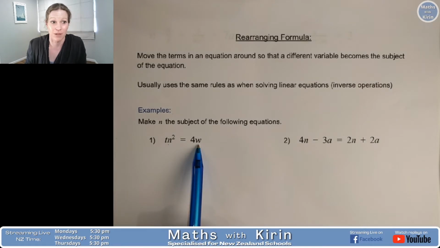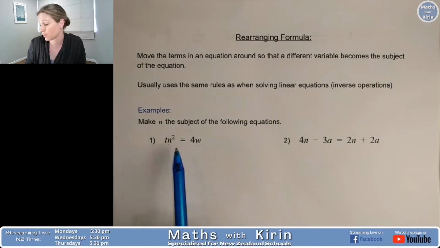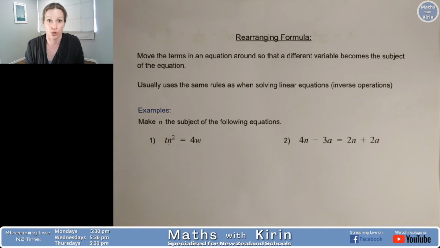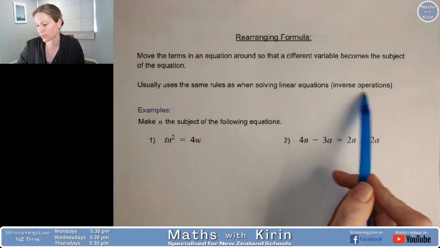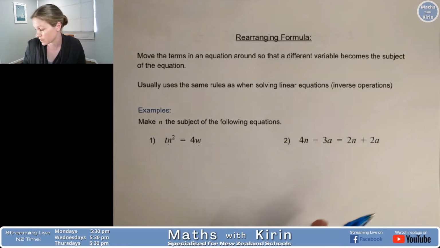Okay, so that means the same thing. We want to make n the subject of the equation. We want to get n equal to something. To do that, we use the skills that we looked at when we were solving linear equations, because we want to isolate that variable that's going to be the subject of the equation. So everything else needs to move onto the other side of the equation, and we isolate the one that will be the subject. Okay, so those inverse operations is what we're using to do that.